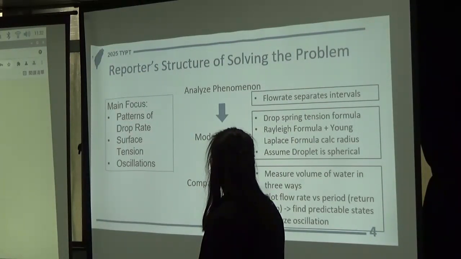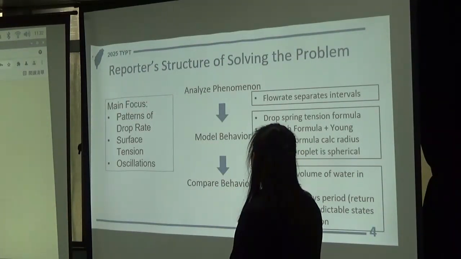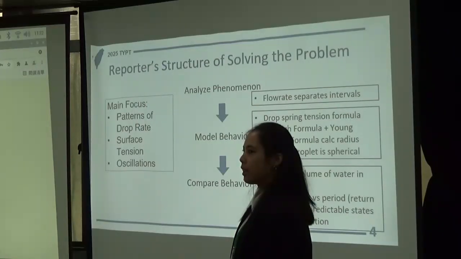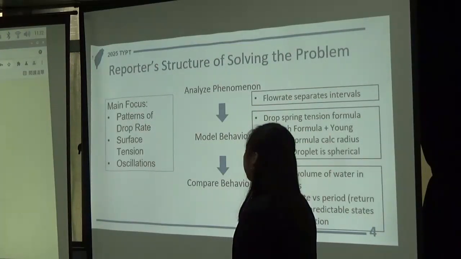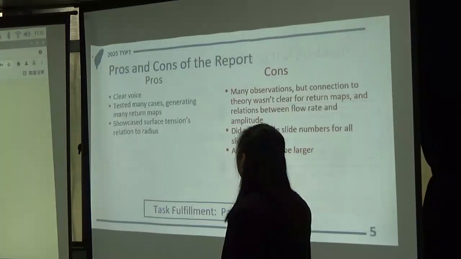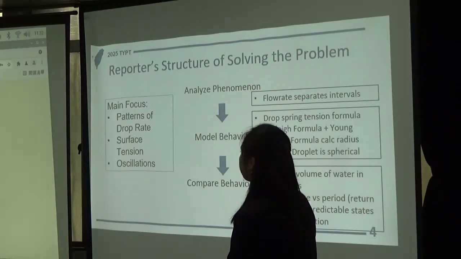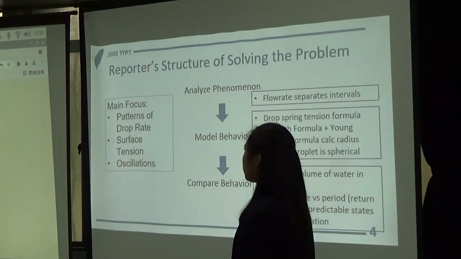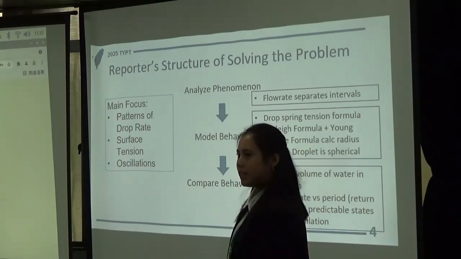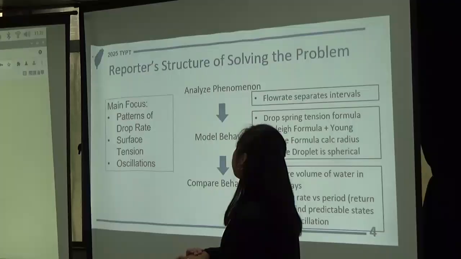So they measure the volume of water in 3 different ways. And then they plot the flow rate versus the period to create the return map. And then they found a predictable state. Then they analyze the oscillation. And then their main focus for this problem statement is the patterns of the drop rate, the surface tension, and the oscillation, which is due to the mass spring model.